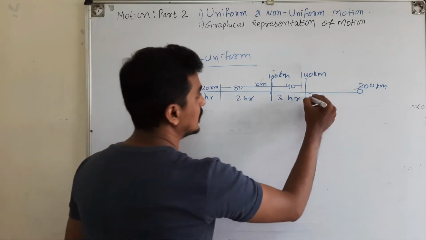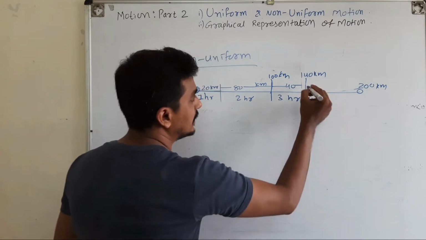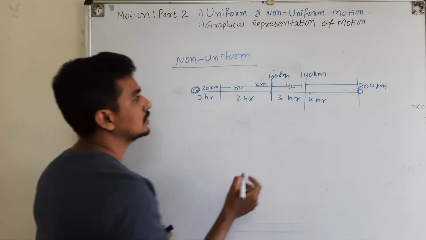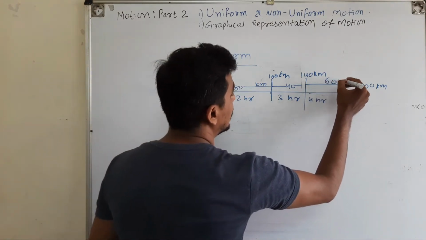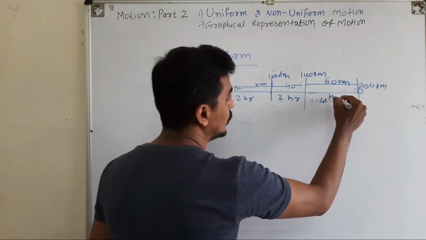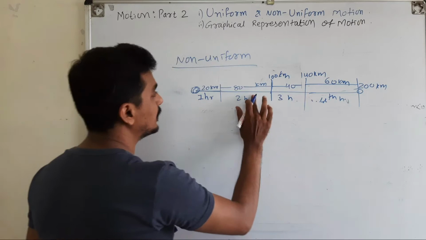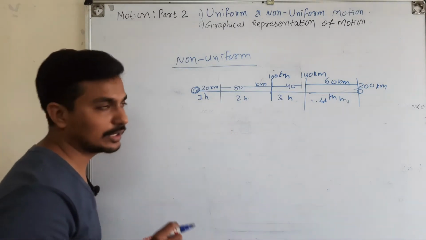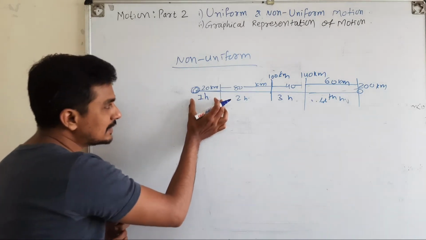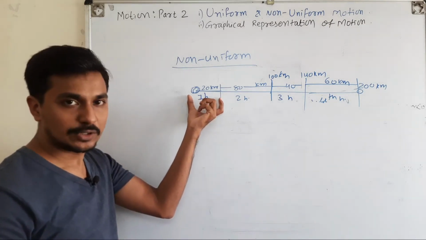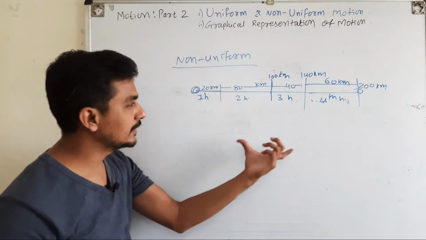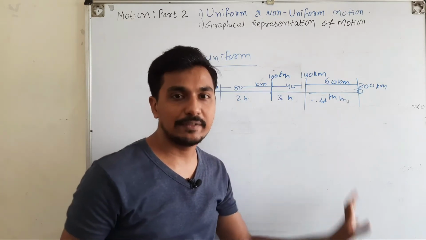Now in the fourth hour you are reaching your hometown or where you want to go. So this is 60 kilometer remaining that you are covering in the fourth hour. Generally we represent it as H only. So here you can see in the first hour you are driving very slowly. In the second hour you are driving very fast. In the third hour you are traveling with an average speed.